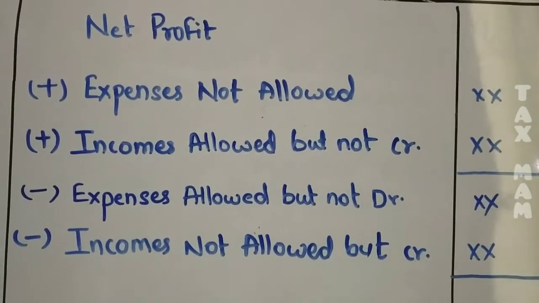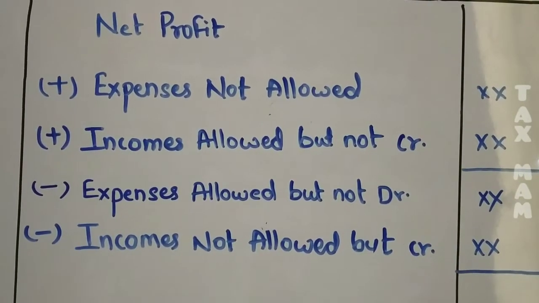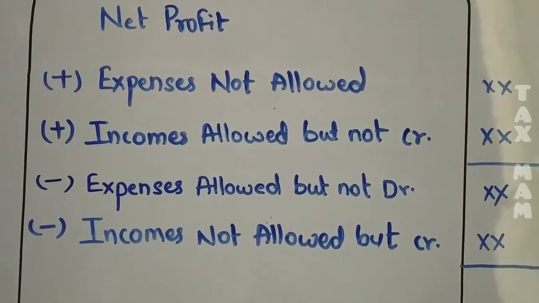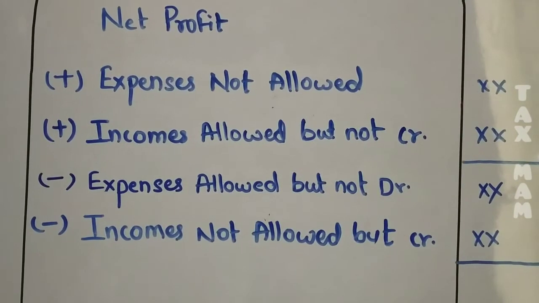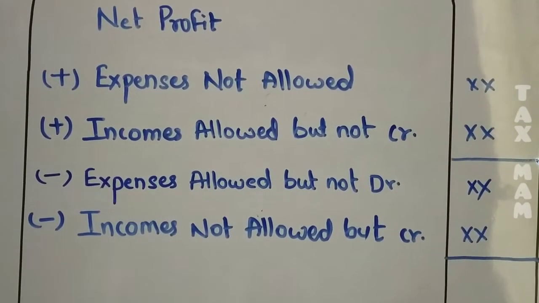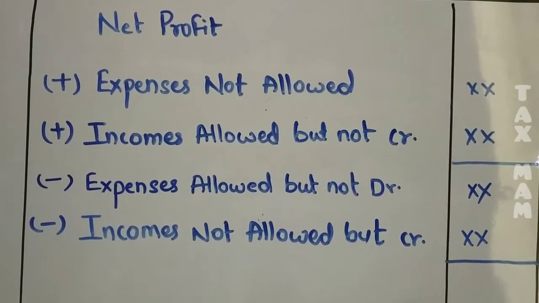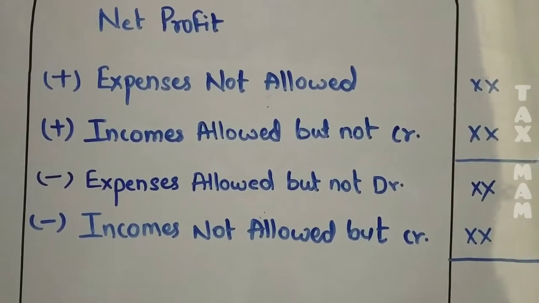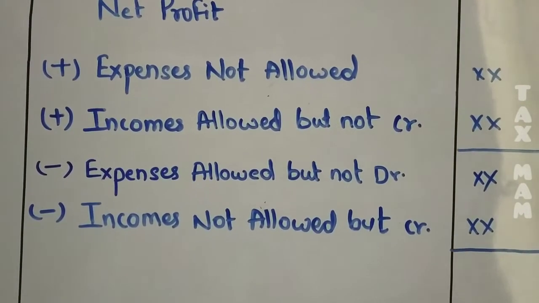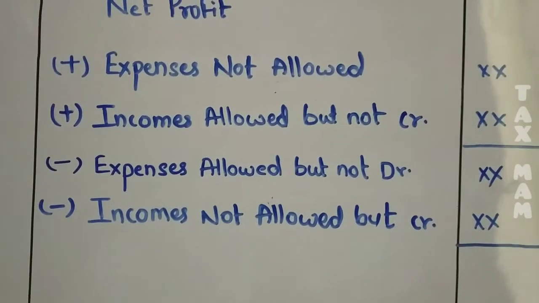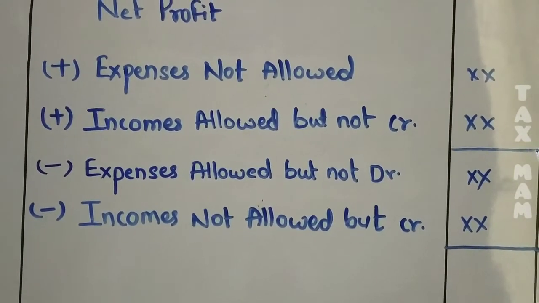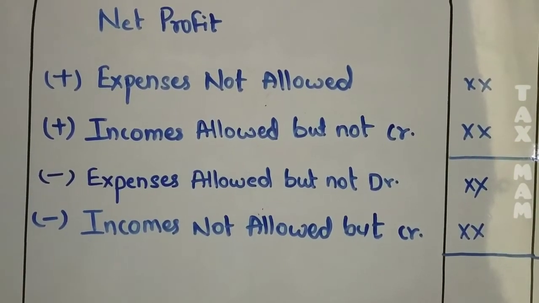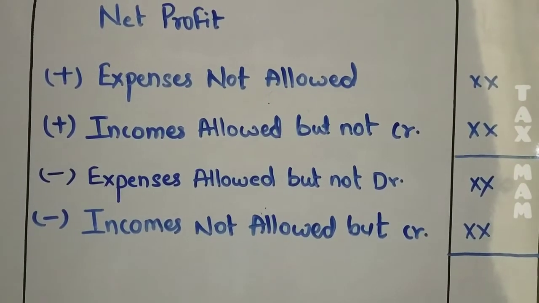And the next one, we are going to add incomes allowed but not credited. As I said, below the question they will give a few points which are allowed but we didn't credit, so we are going to credit it. That means we are going to add it now. And the third one, expenses allowed but not deducted. In the same way, below the question they will give a few points that these expenses are business expenses but we didn't deduct them, so we are going to deduct them now.